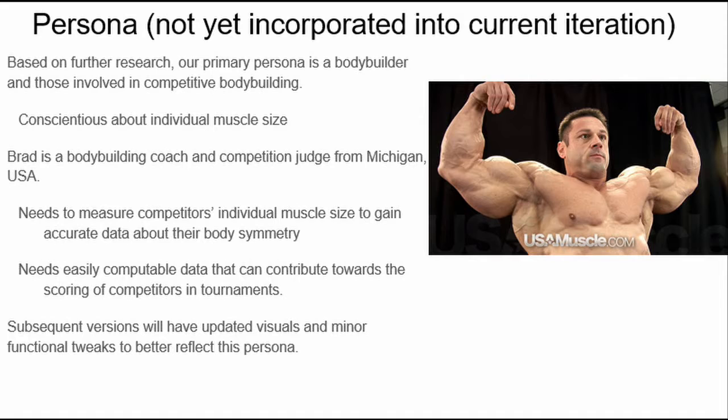Part of the judgment criteria of competitive bodybuilding is to judge the competitor's individual muscle size and the symmetry of their muscles between the left and right side of their body. So Brad needs to use the product in order to gain accurate and fair measurements of each competitor's muscles, and that can help to improve the fairness and the transparency of the competition.